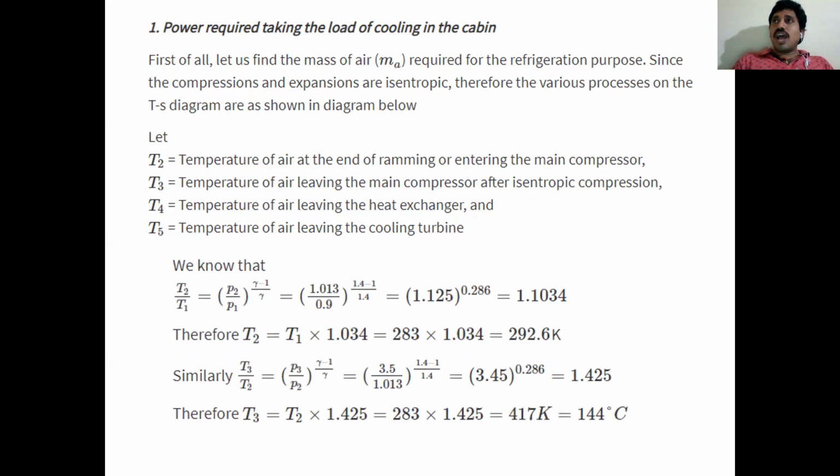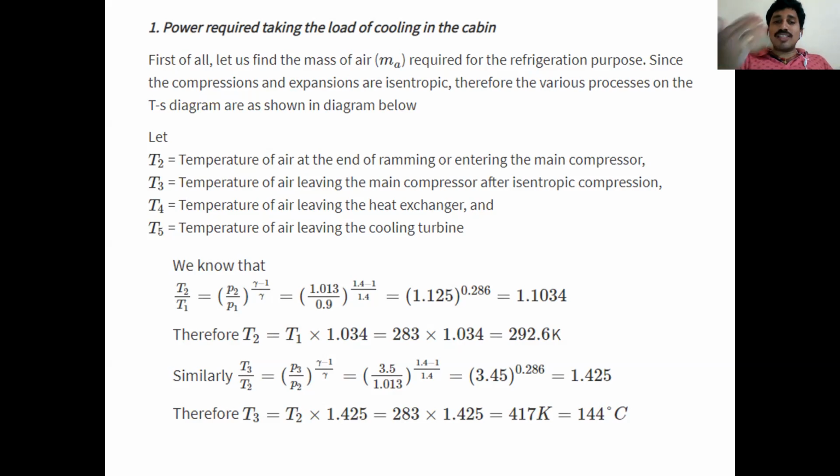So already we know there are a number of isentropic processes. One is ramming, the second is the main compressor, and the third is expansion. These three are isentropic processes. First we go to process 1 2, an isentropic process: T2 by T1 is equal to (P2 by P1) power (gamma minus 1) by gamma. We know this equation. T2 value we don't know, but T1 is given, and P2, P1 values were given in the problem. Using this data I calculated T2, which is 292.6 Kelvin.